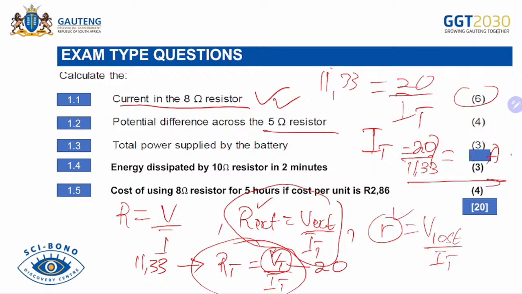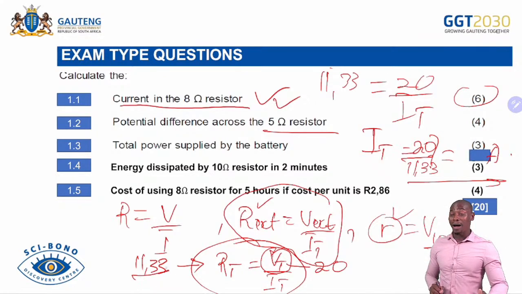The reason why here we're having those 6 marks is because you started by calculating R external. Then from R external, we calculated what? R total. Then from R total, right? You can now calculate what? I total, because you have been given the EMF of V total. Okay, that's the reason why it is 6 marks.